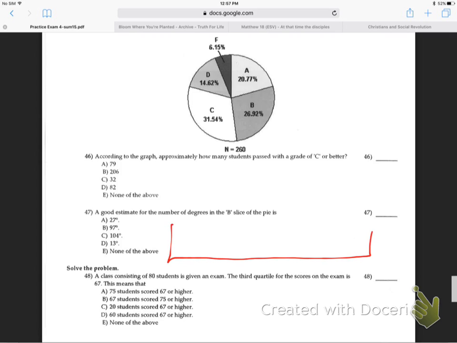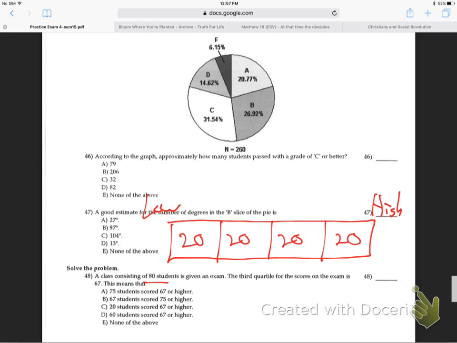Suppose you have the entire class. Let me just make it a big list. The lowest scoring person is over here. The highest scoring person is over here. Here's the middle. Let's break it into 4 sections. A class consisting of 80 students. So that means there's 20 students in each section.